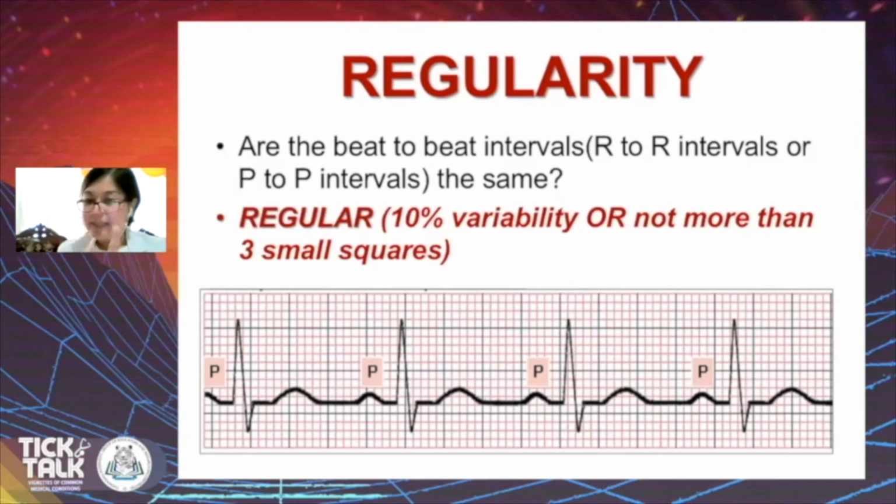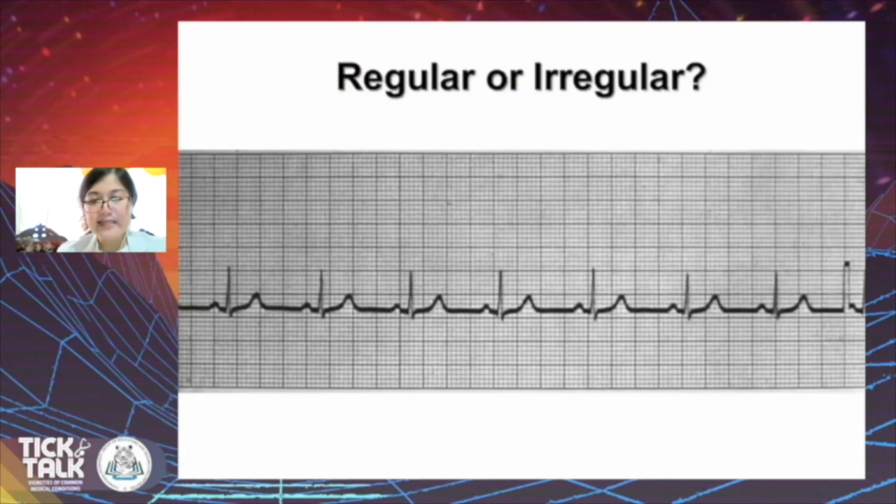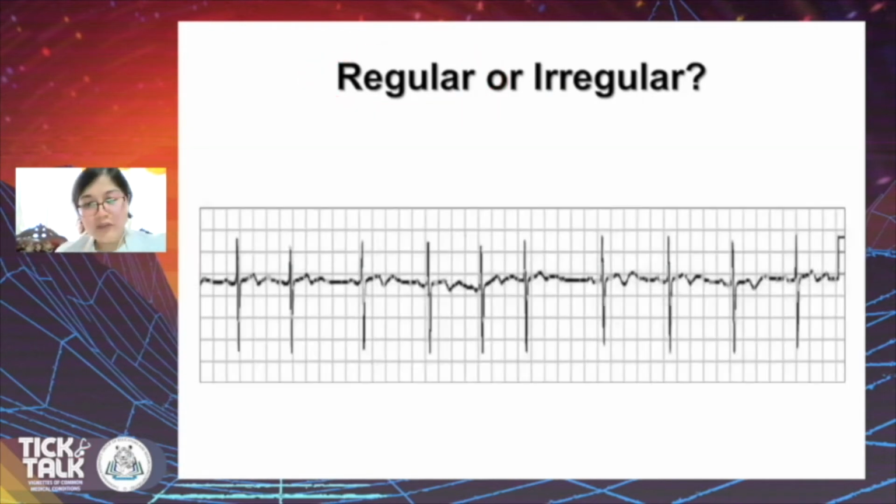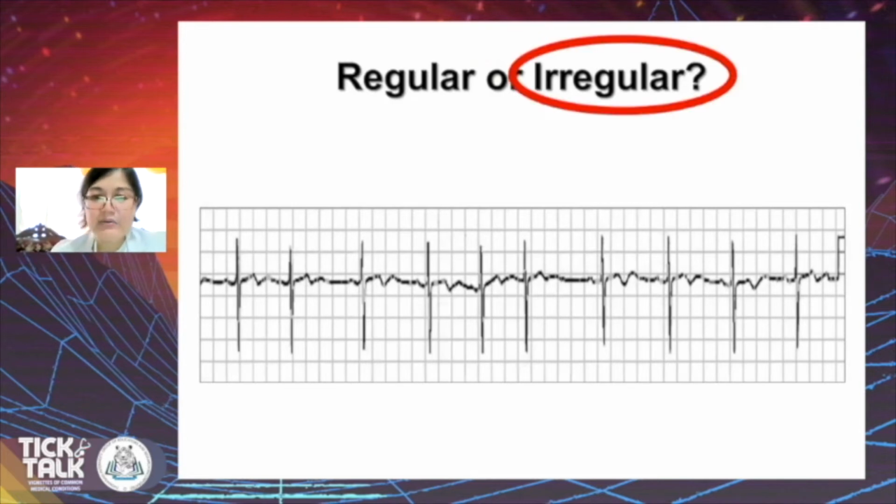However, if the difference between the shortest and longest R to R or P to P distance is more than three small squares, then we may say that it's irregular. So that is what we're talking about. In this particular example, we can see that the QRS complexes are equidistant, and if we compare the P waves, we can say that this tracing has a regular rhythm. Whereas in this sample, we have a very irregular rhythm because the QRS complexes aren't equidistant to one another. If you compare the shortest P to P or R to R distance with the longest one, it's definitely going to be more than three small squares or more than 10% variability. So this is an irregular heartbeat.